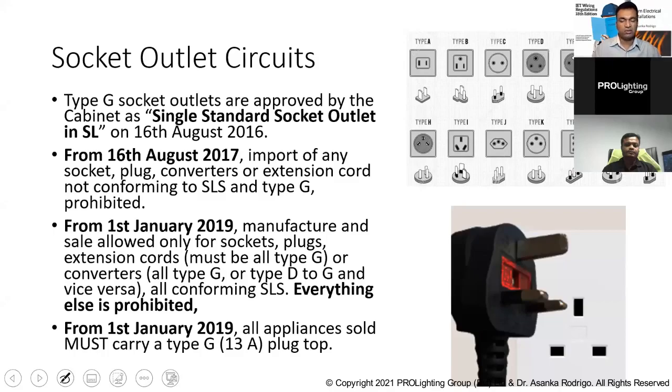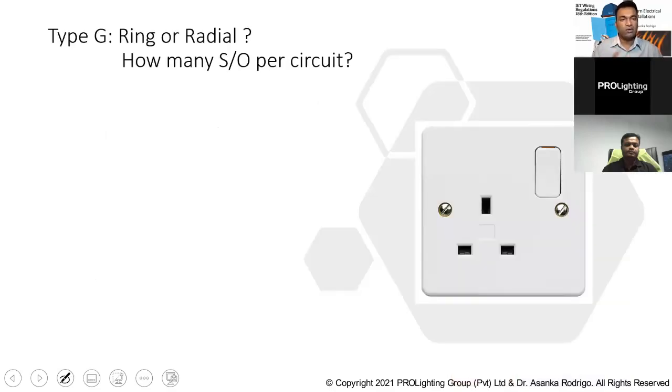You cannot even sell appliances here without type G plug tops. And when you look at these type G circuits, we can wire them using either a ring circuit or a radial circuit. Sometimes people interpret that if it is 13 ampere, you have to go with the ring circuit only.